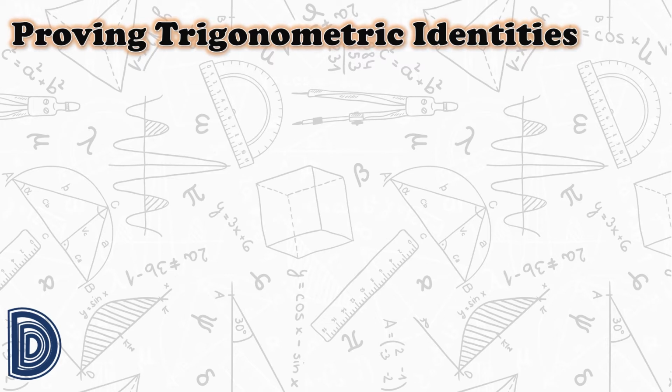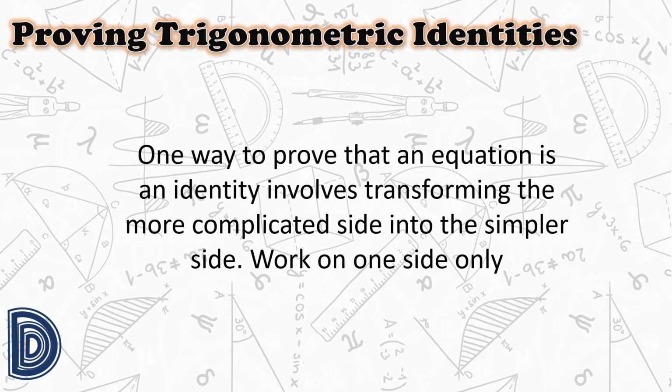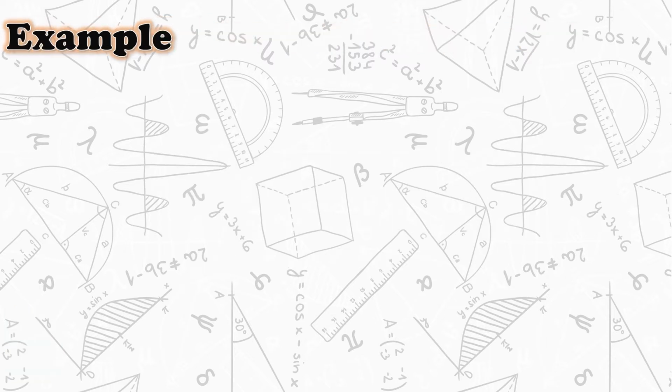This time, let us proceed to proving trigonometric identities. One way to prove that an equation is an identity involves transforming the more complicated side into the simpler side. Work on one side only. Also, we use the fundamental identities in transforming the more complicated side of the identity into a simpler expression. Let us have example number 1.